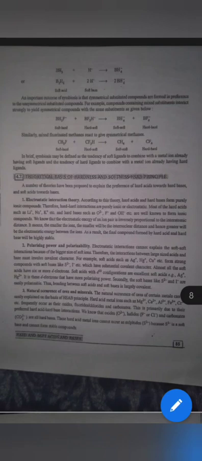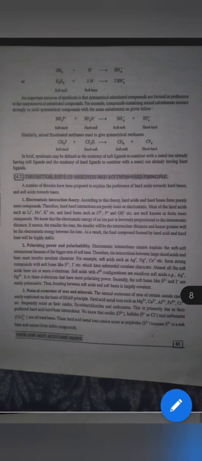According to this theory, hard acids and hard bases form purely ionic compounds. Therefore, the hard-hard interactions are purely ionic or electrostatic. Most of the hard acids such as Li+ and K+, and the hard bases such as O2-, fluoride and hydroxide ions, are well known to form ionic compounds. We know that the electrostatic energy of an ion pair is inversely proportional to the interatomic distance. It means the smaller the ions, the smaller will be the internuclear distance, and the greater will be the electrostatic energy between the ions. As a result, the compound formed by a hard acid and a hard base will be highly stable.